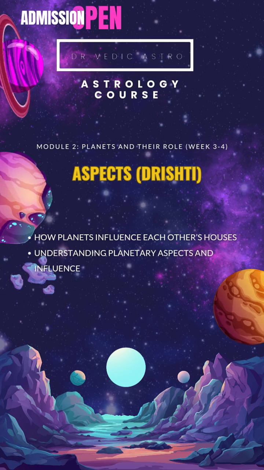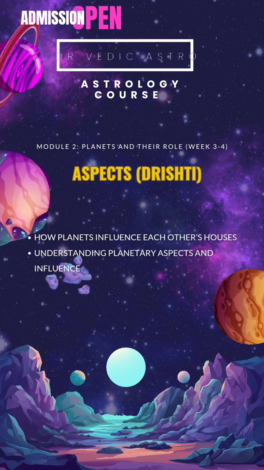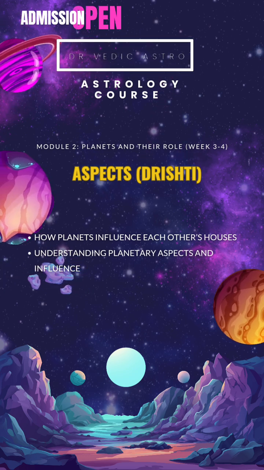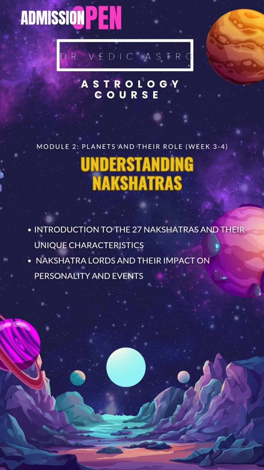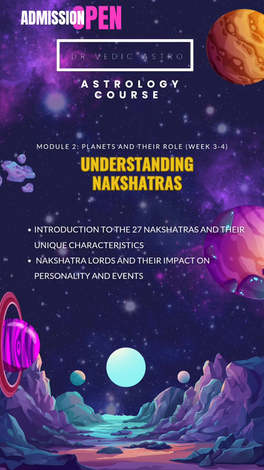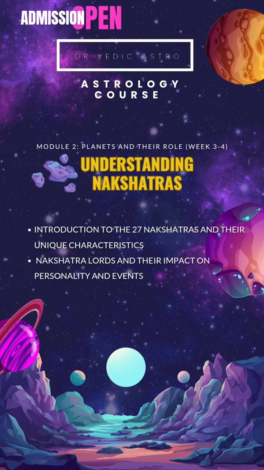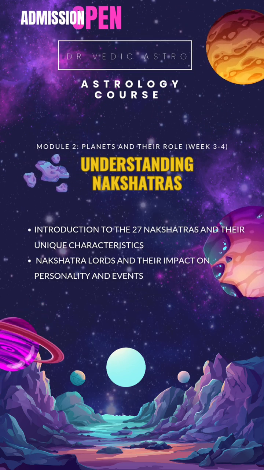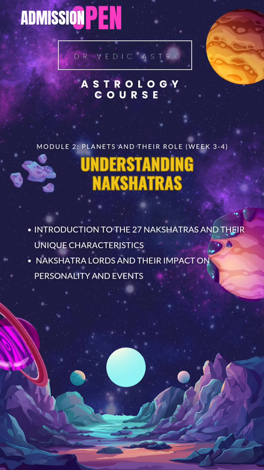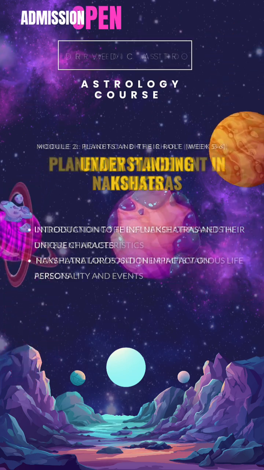Aspects, Drishti: how planets influence each other's houses. Understanding planetary aspects and influence. Understanding nakshatras: introduction to the 27 nakshatras and their unique characteristics. Nakshatra lords and their impact on personality and events.